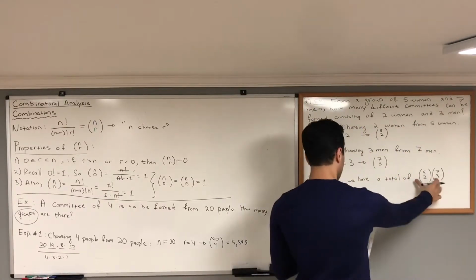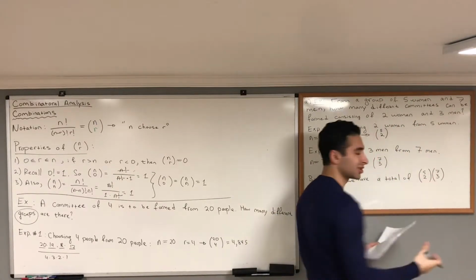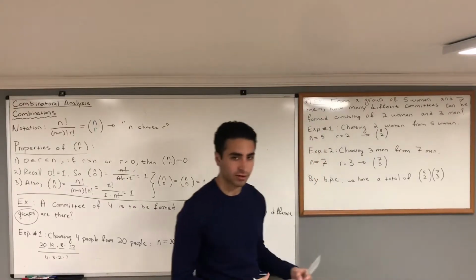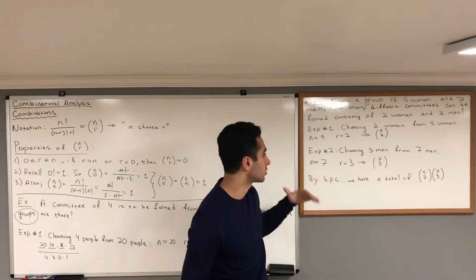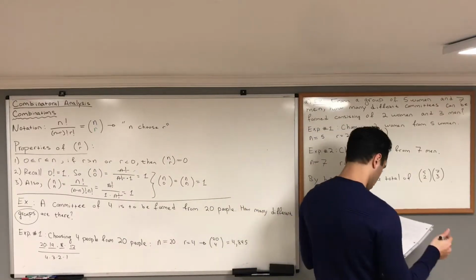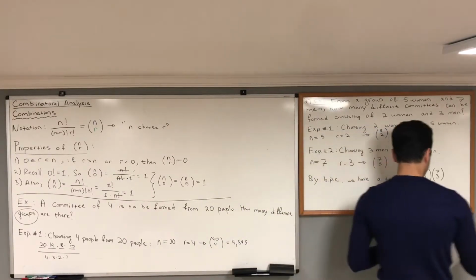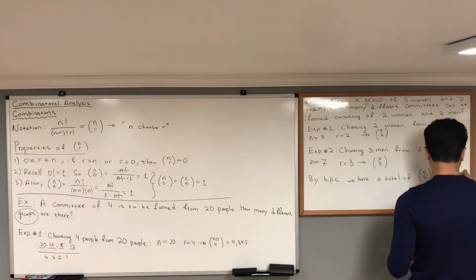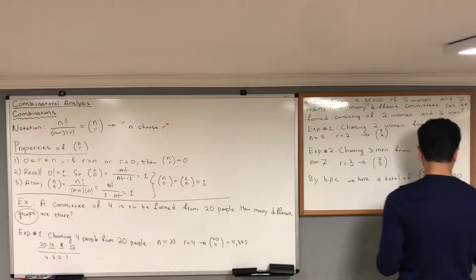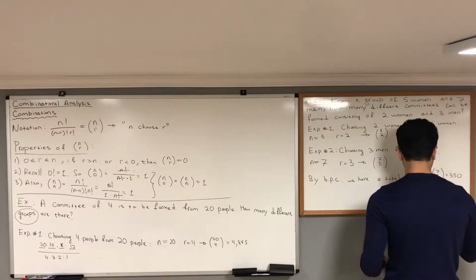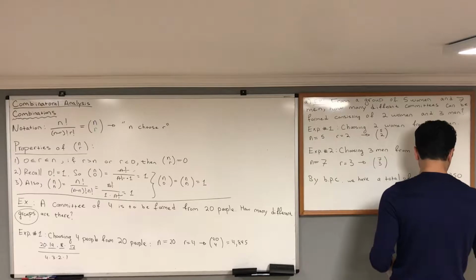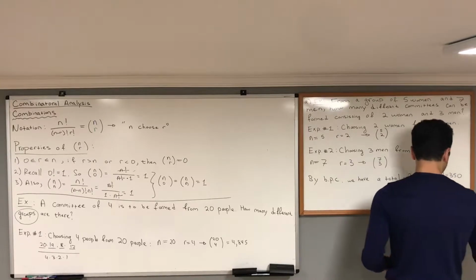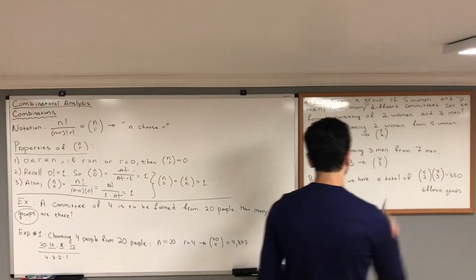And once you multiply that out, you just punch this in your calculator. If you have a scientific calculator, it already has the combination in it. So this ends up being 350 possible groups. 350 different groups or committees. And that's it. That ends part A, 350.